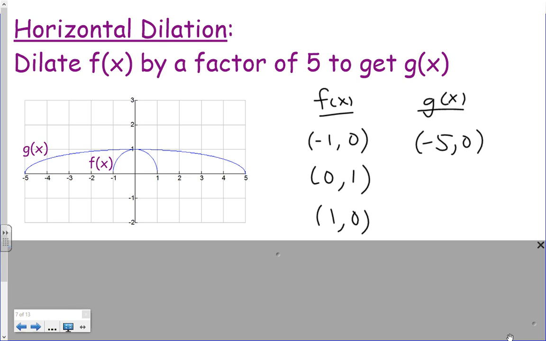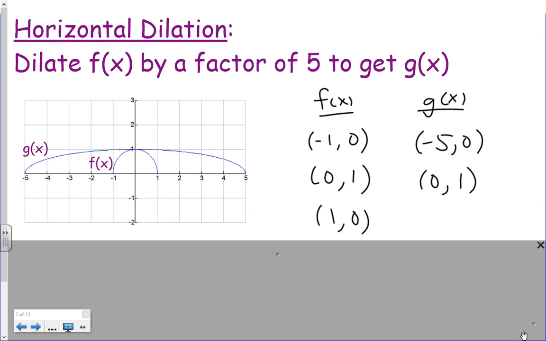And that's because we're dilating here by a factor of 5. That's why it ended up there. The point that was at 0, 1 stayed there, actually, it looks like. It didn't move at all. This is the same reason that we saw that the 2 endpoints on the vertical translation or dilation didn't move. If you're on the y-axis here and I dilate this thing horizontally, it doesn't move at all.